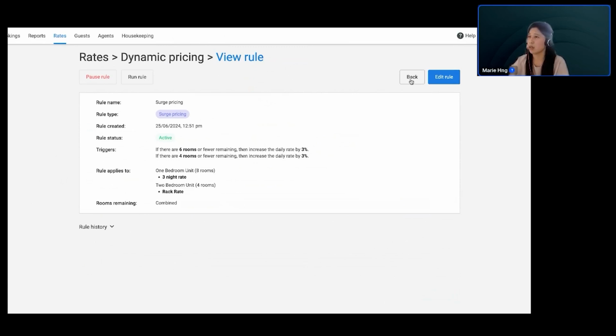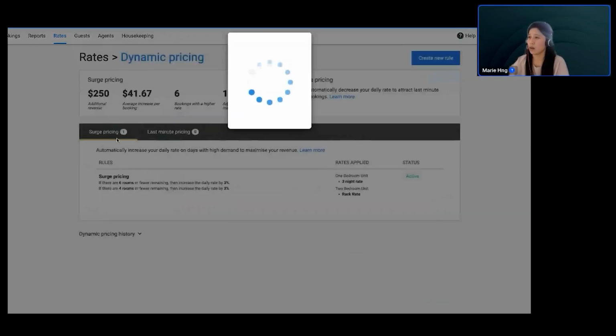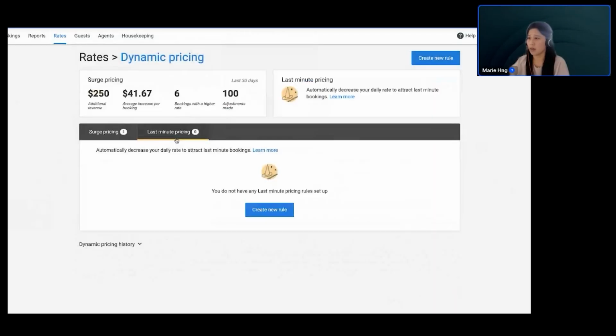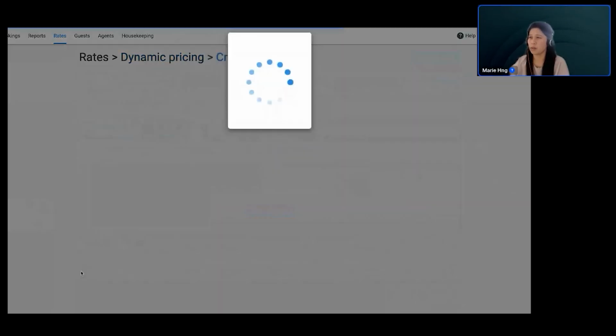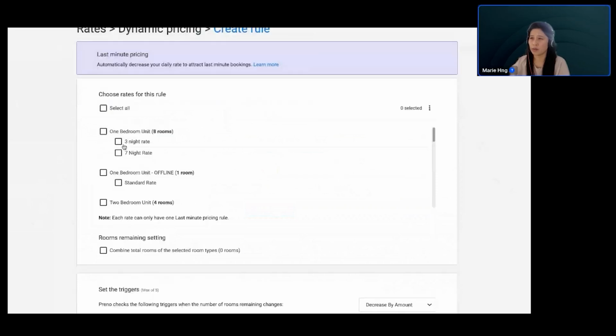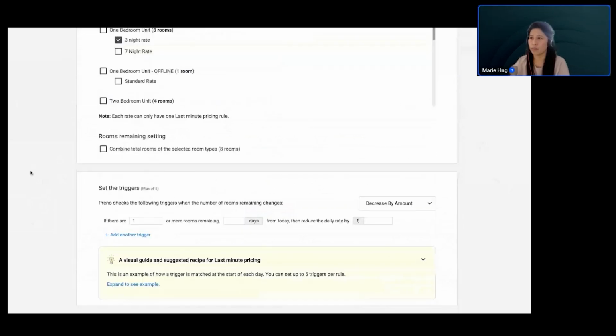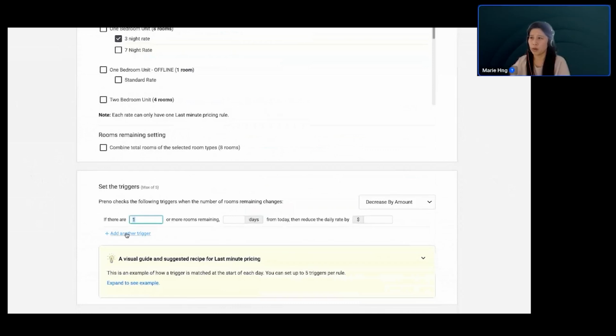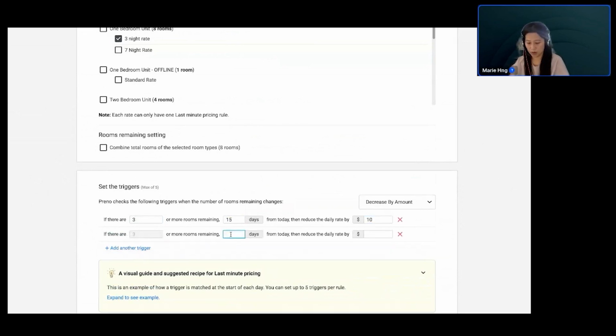All right. Now, on to the last minute pricing. Same thing again, we're going to create a new rule, and let's say I'm going to do it for my 1-bedroom unit again. The rule I want to set up is to say, if I have 3 or more rooms remaining, 15 days before check-in, I want to reduce my rate by $10, for example. Same thing, I can do that. I can set up about 5 rules.